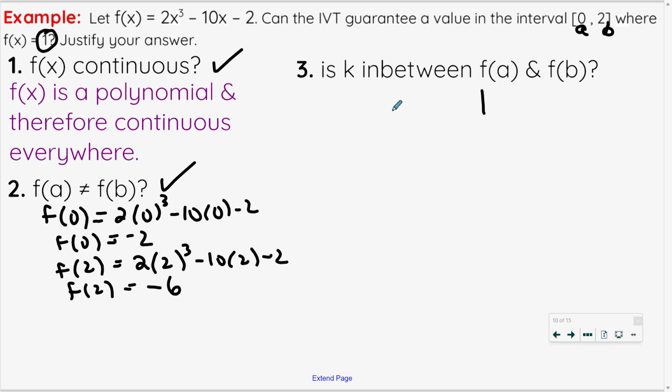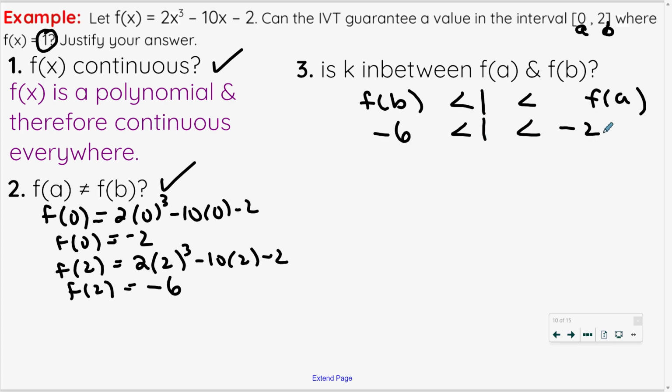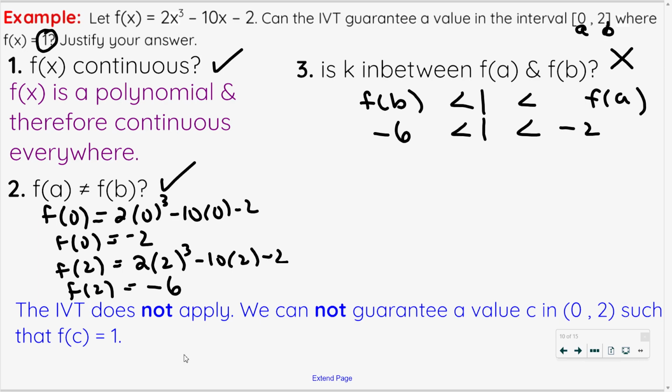So I want to know, is 1 in between f of a and f of b? f of b is smaller, f of a is bigger. So is this true? f of b was -6. Does that mean that 1 is in between -6 and -2? You can see that this requirement is not met. Since all three have to be met and that one doesn't, I cannot use the intermediate value theorem. So here's my end statement. The intermediate value theorem does not apply. Therefore, we cannot guarantee a value c in between 0 and 2 such that f of c equals 1.